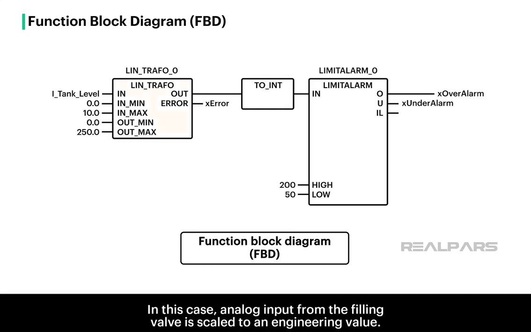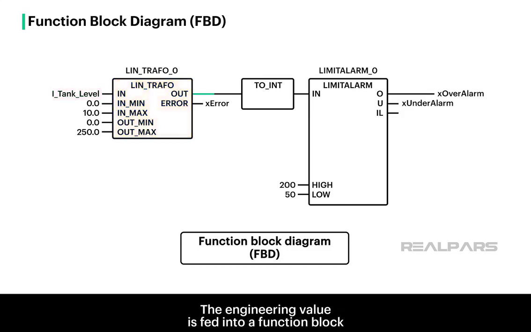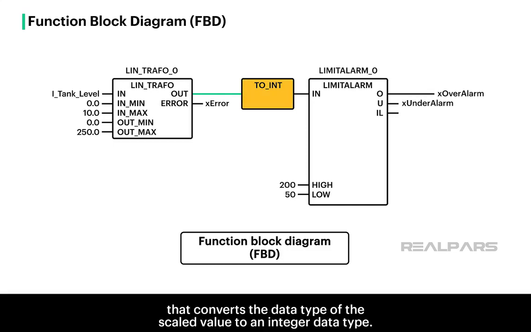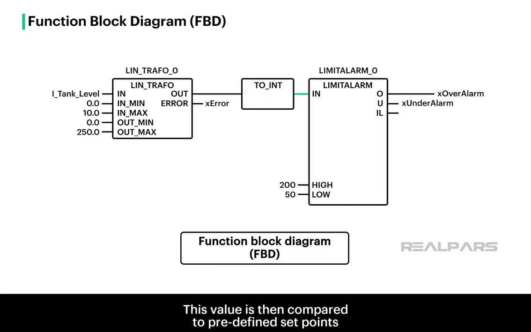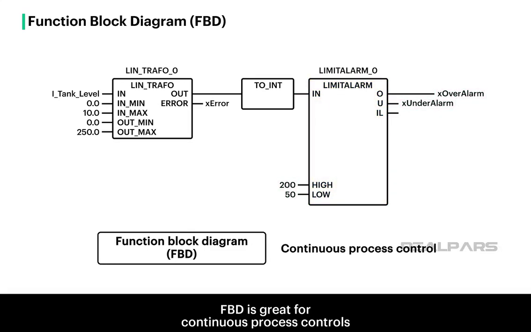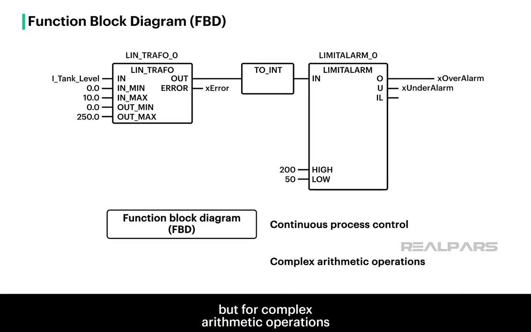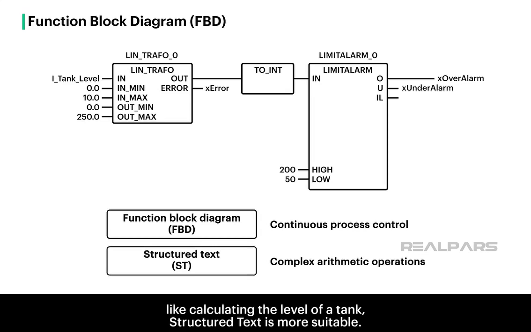In this example, you can see a snippet of FBD, which is being used to monitor the level of a tank. In this case, analog input from the filling valve is scaled to an engineering value. The engineering value is fed into a function block that converts the data type of the scaled value to an integer data type. This value is then compared to predefined set points to set flags indicating the tank level. FBD is great for continuous process controls, but for complex arithmetic operations, like calculating the level of a tank, structured text is more suitable.